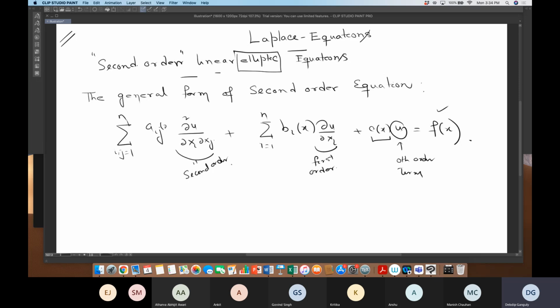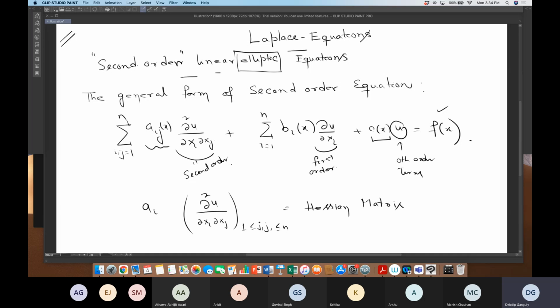Can anyone tell me the meaning of this summation with Aij? This one, del squared u by del xi del xj, for 1 less than or equal to i, j less than or equal to n. So this is a matrix. What is this matrix called? This is called the Hessian matrix. You know all the possible second order derivatives, x1 x2, and you know how to write down the matrix. So this is a matrix.